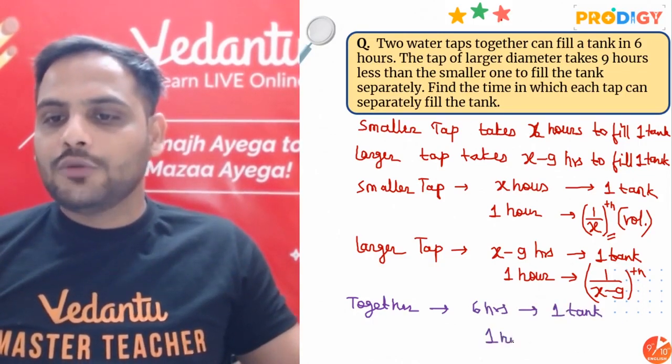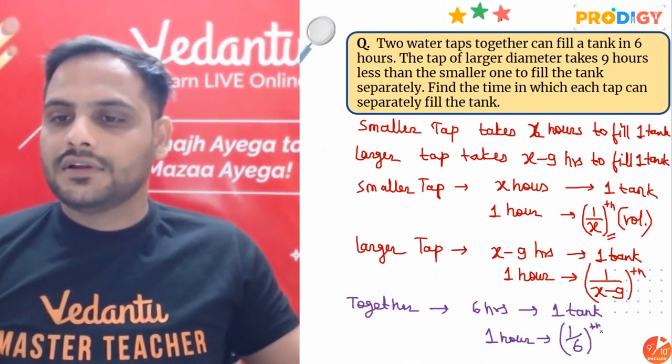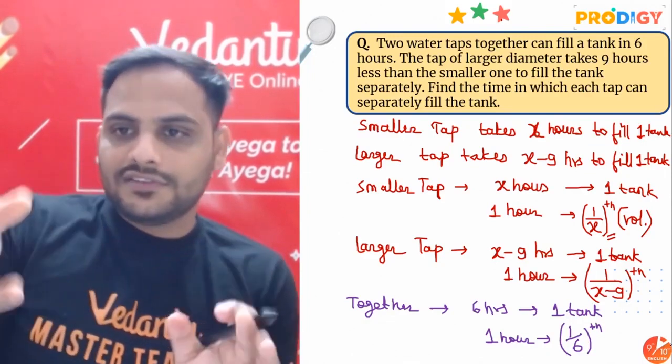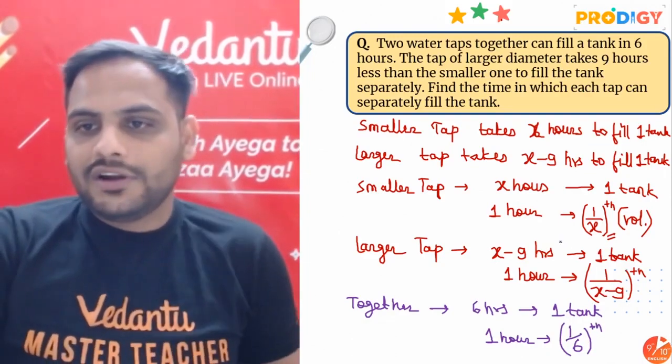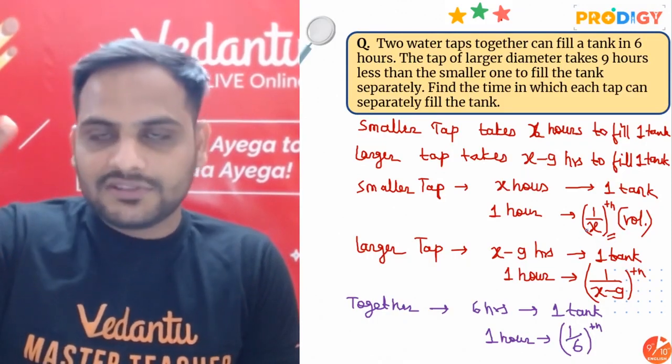So in 1 hour how much of the tank will they fill? Obviously, sir, 1 by 6th of the tank. Okay? So I have told you, beta, that this is the amount of water. The smaller tap gives 1 by 6th of the volume of the tank. This much amount of water.